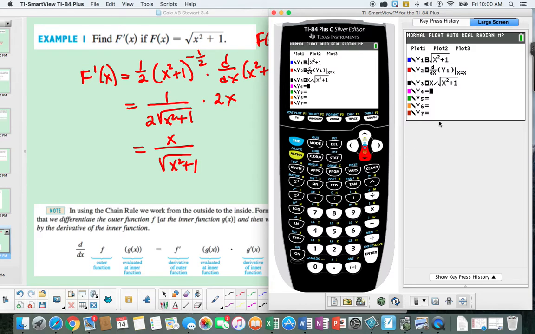Okay, now I know I'm right if the calculator's derivative and my derivative have the same graph. And I think what I'm going to do is go up here and turn off the function.